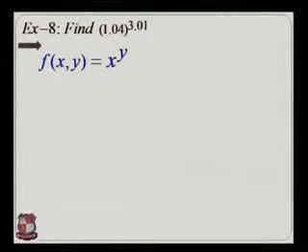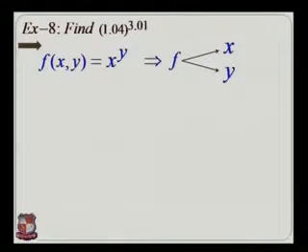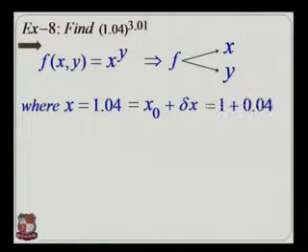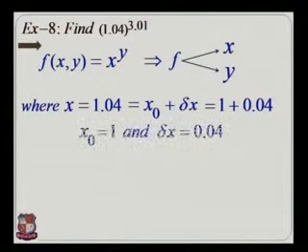So, we take f of x, y is equal to x raised to y, where f is a function of x and y. We take x as the base value and y as the power value. So, the base value in the data is given as 1.04 and the power value is given as 3.01. So, we converted 1.04 into x0 plus delta x, means x0 is equal to 1 and delta x is 0.04.